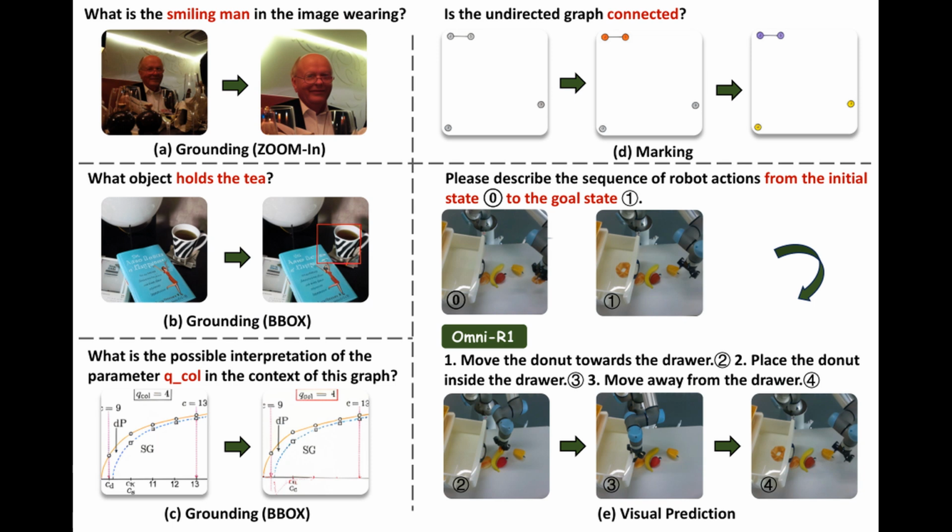Let's look at a concrete example of these different reasoning skills in action. The paper provides some great illustrations. Here we can see different reasoning skills applied to different tasks. In example A, we have grounding with zoom-in to answer a question about what a person is wearing. In B, we see bounding box grounding to identify what's holding the tie. And in examples C and D, we see more complex reasoning, marking specific points on a graph and using visual prediction to describe a sequence of robot actions. Current systems typically excel at just one of these skills but struggle with the others.